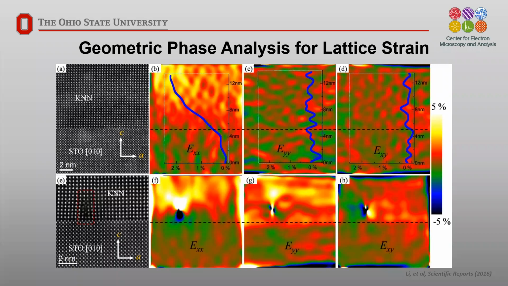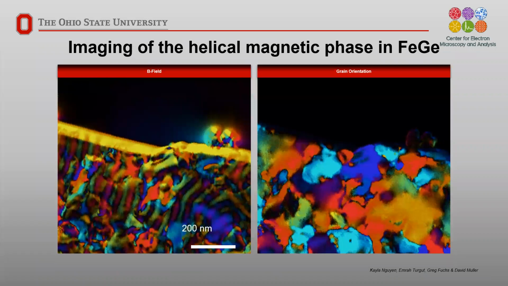Another example of 4D STEM is in a slightly different area. So if you have electrons traveling through a magnetic material, the magnetic field in the material will also deflect the electrons. And you can map that out with a STEM detector, a 4D STEM. So if you have a number of crystals in your sample, and the right-hand image is showing the crystals that you have, the left-hand image is actually showing the magnetic field lines through this sample.